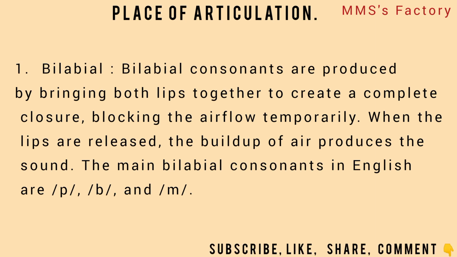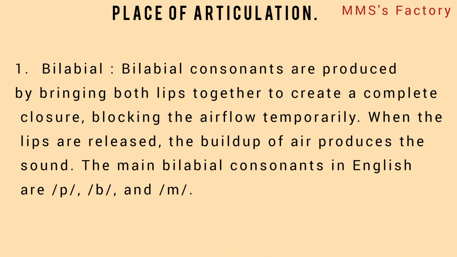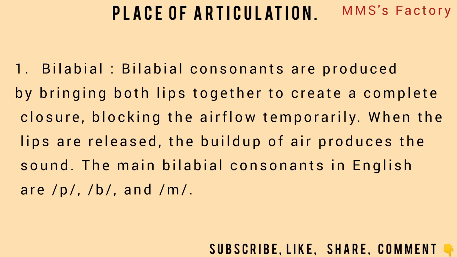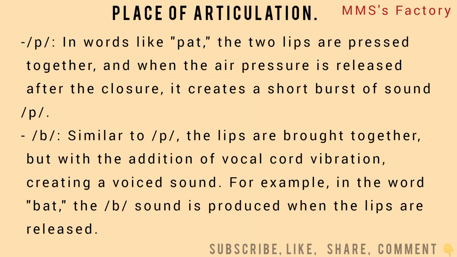1. Bilabial. Bilabial consonants are produced by bringing both lips together to create a complete closure, blocking the airflow temporarily. When the lips are released, the buildup of air produces the sound. The main bilabial consonants in English are P, B, and M. P: in words like pat, the two lips are pressed together, and when the air pressure is released after the closure, it creates a short burst of sound P.